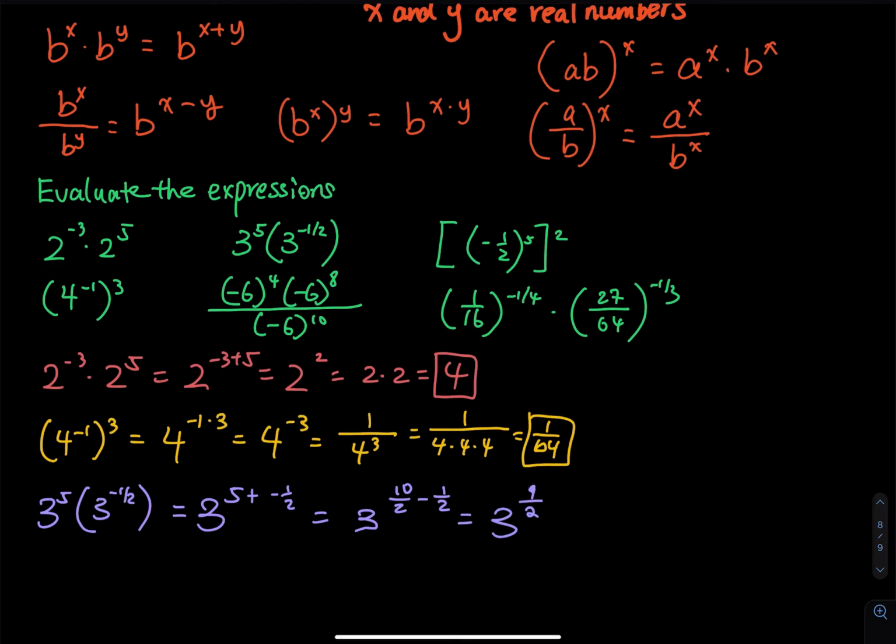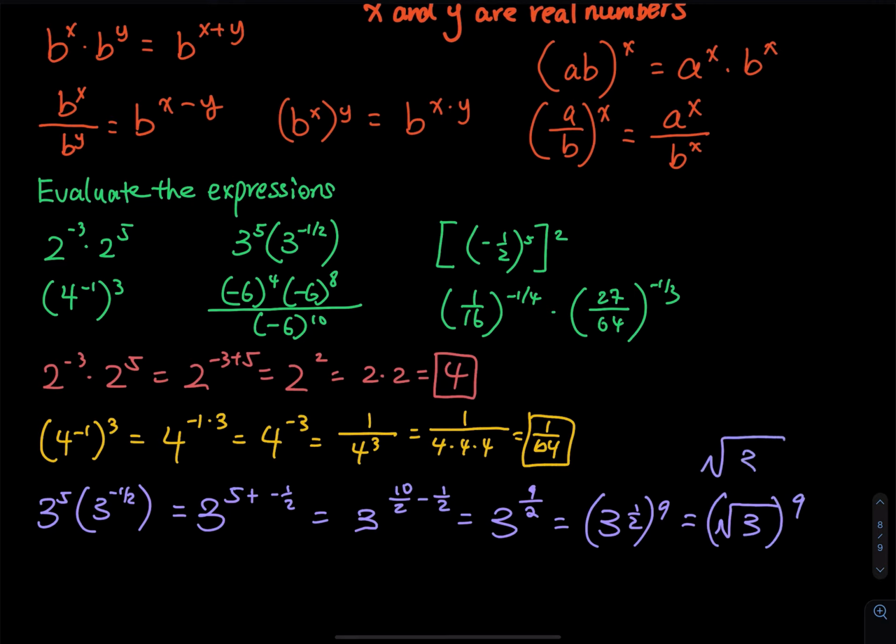That is equal to 3, and then you put the 1/2 right here, and then you raise the whole thing to the 9. Let me make sure. 10 over 2 minus 1 over 2, so 9. Then the 1/2 becomes a square root. You can write a square root of 3 and then raise that to the 9, or you can do this. You can put the 9 either inside or outside the radical. Alrighty, then the next one, we have a fraction.